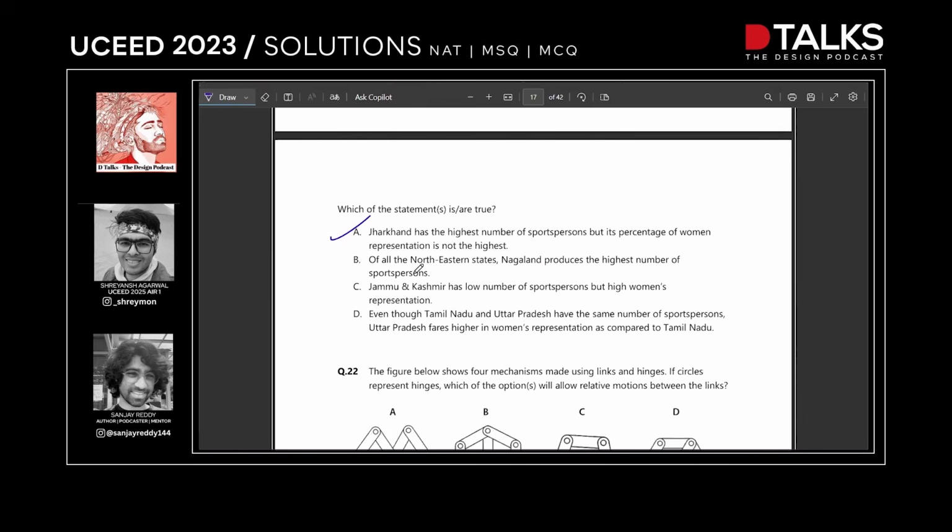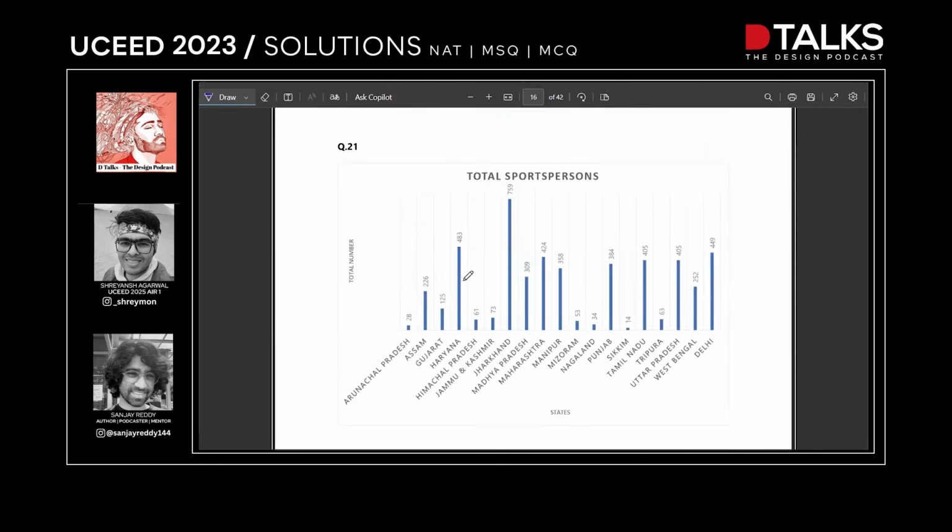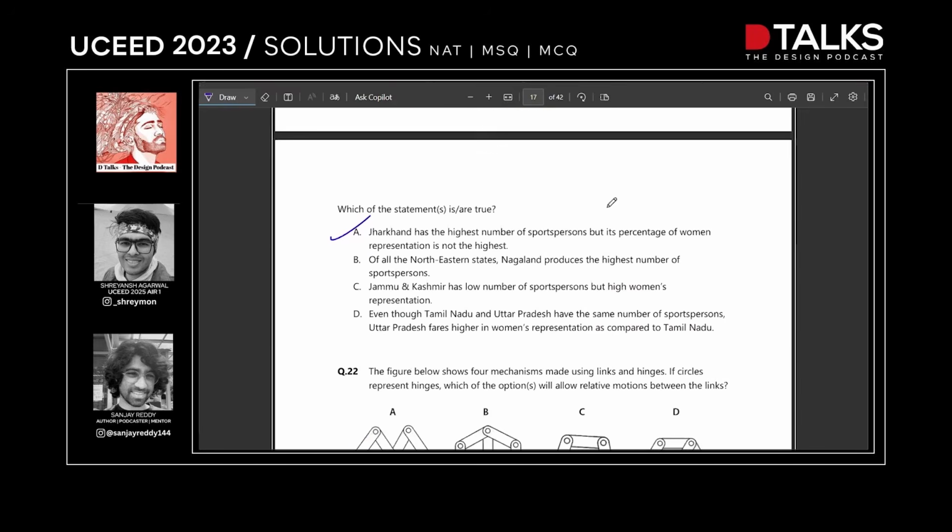B. Of all northeastern states, Nagaland produces the highest number of sports persons. So northeastern states, there's 28 here, Assam 226 here, Gujarat, Haryana, Himachal, Jammu, Jharkhand, Madhya Pradesh. Manipur is at 358. Right. Mizoram is 53. Nagaland is 34. Okay, so Nagaland is of course not the highest. So option B is wrong.